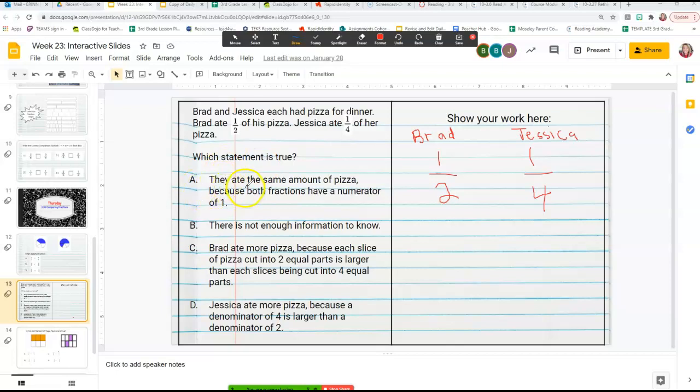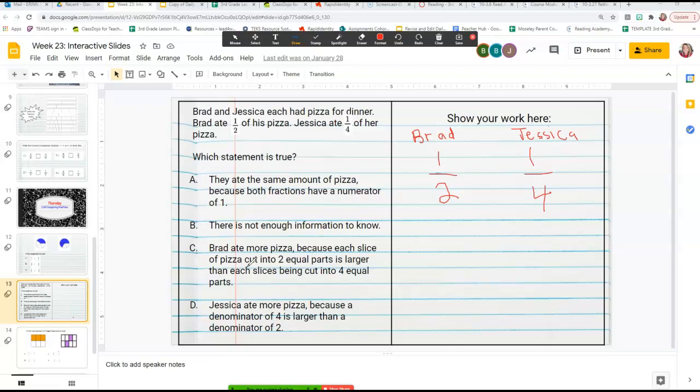Which statement is true? So they ate the same amount of pizza because both fractions have a numerator of 1. There is not enough information to know. Brad ate more pizza because each slice of pizza cut into 2 equal parts is larger than the slices being cut into 4 equal parts. Or Jessica ate more pizza because the denominator of 4 is larger than the denominator of 2.